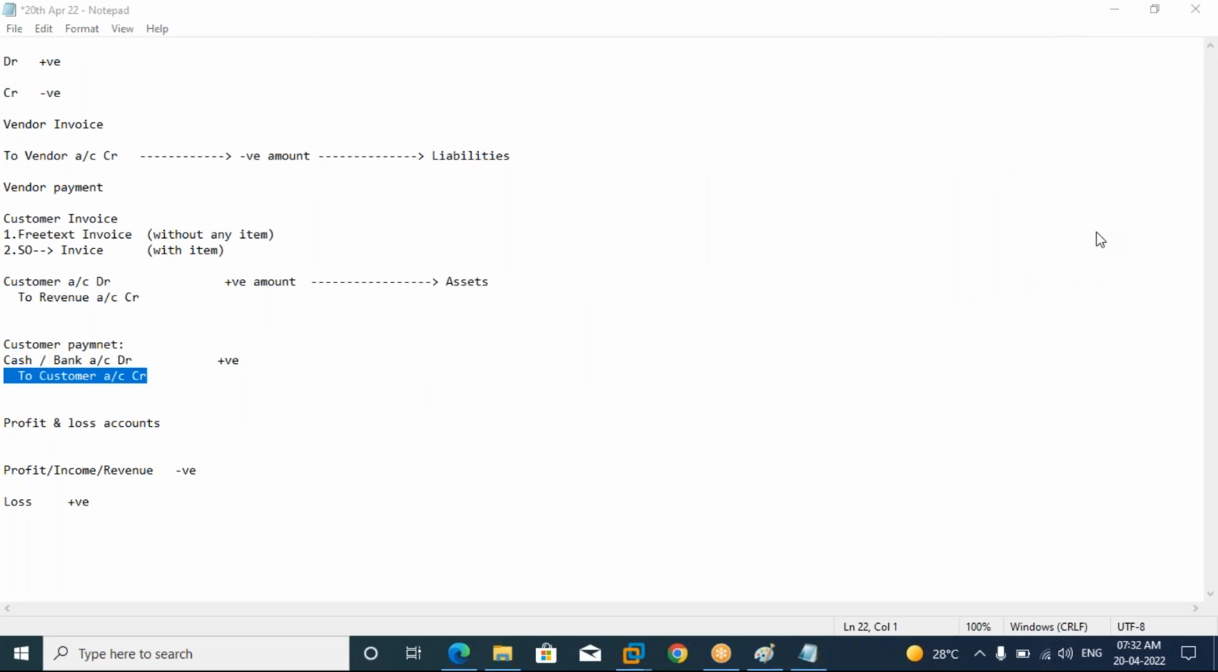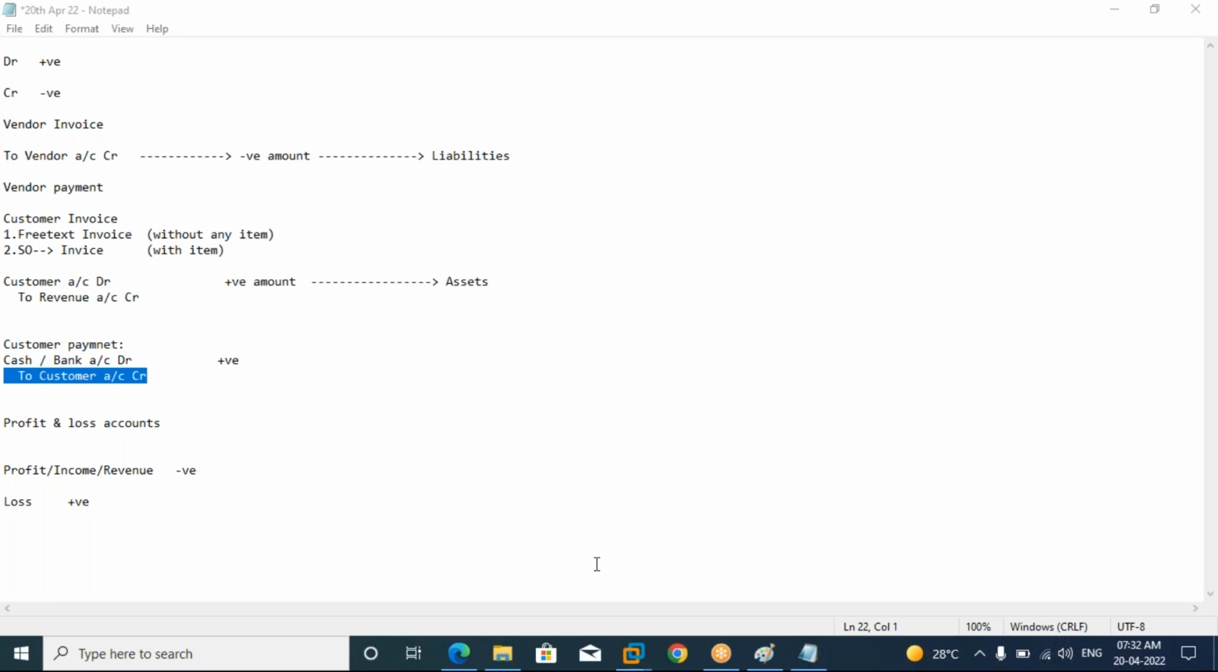Yeah, voucher means it's a journal entry. Yes, correct, journal entry. Journal always means one debit, one credit. A journal or journal voucher has at least one debit and at least one credit. It may be multiple debits and multiple credits, but a minimum of one debit and one credit makes a journal voucher.